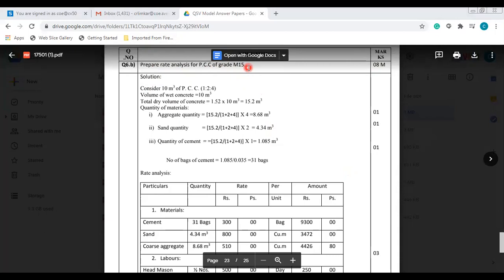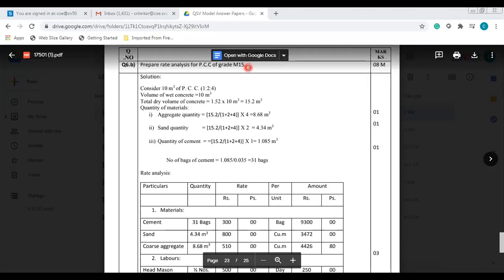It is PCC of M15 grade, okay, and for this we have to determine the quantity. Now, as far as the PCC is considered, which quantity do we require? Basically, we will begin and go very slowly so that you come to know what rate analysis is and in which manner we are going to do it. Actually, what they have asked us is to determine the rate analysis for the PCC.